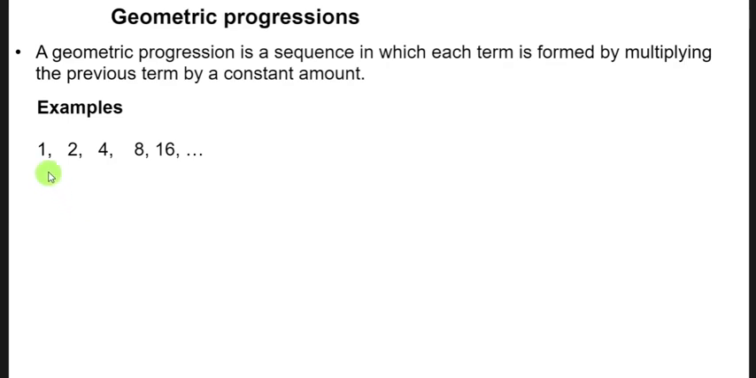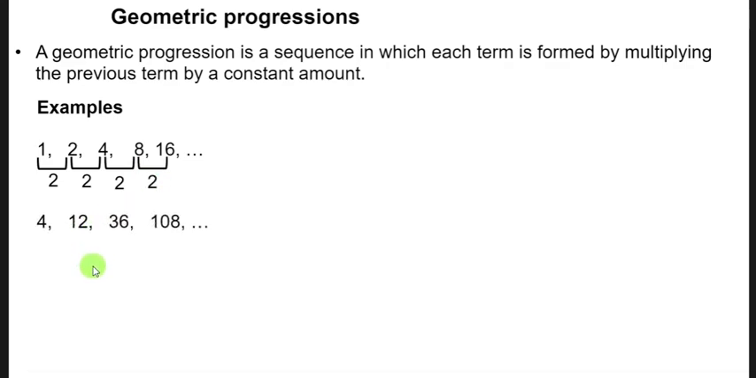For instance, to move from 1 to 2, we multiply 1 by 2. Again, to move from 2 to 4, we multiply 2 by 2. To move from 4 to 8, we must multiply 4 by 2. And to move from 8 to 16, we must multiply 8 by 2.